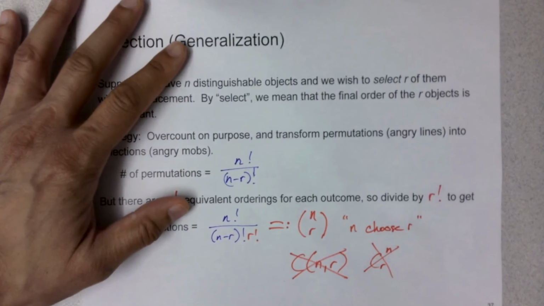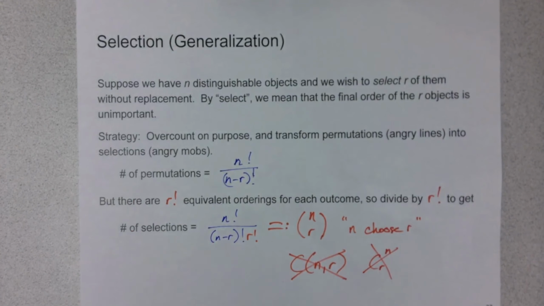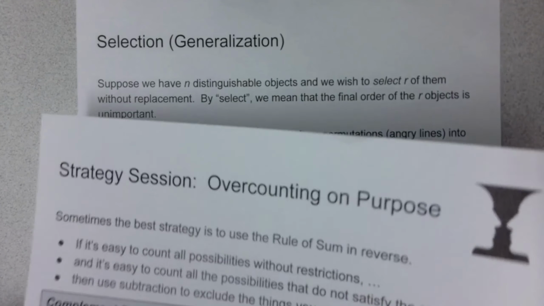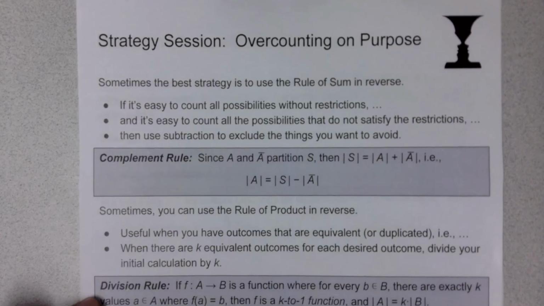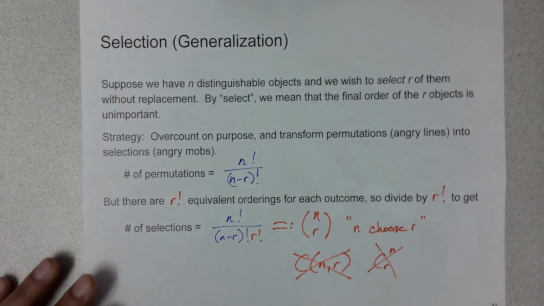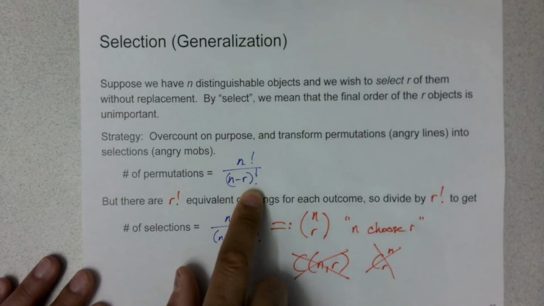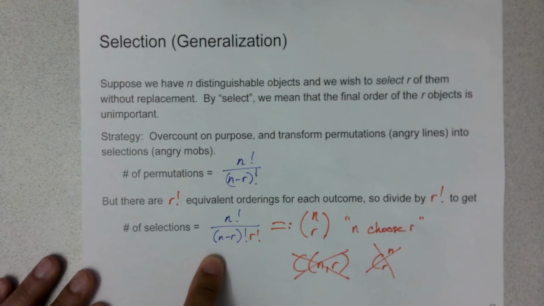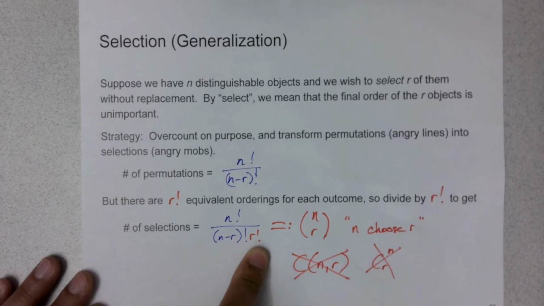Okay, so last time we introduced this generalization, choose: selecting r of n distinguishable objects, so this means that the things don't have an order. Again, we used this overcounting on purpose idea to convert ordered lines into unordered groups. So the ordered lines were permutations, which have an order. How many ordered objects do you have compared to the unordered equivalents? Well, there are r factorial scramblings of those r things. So we divide by a factor of r factorial.